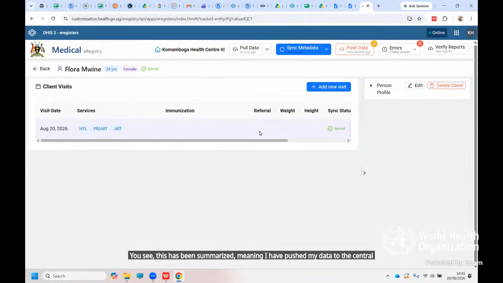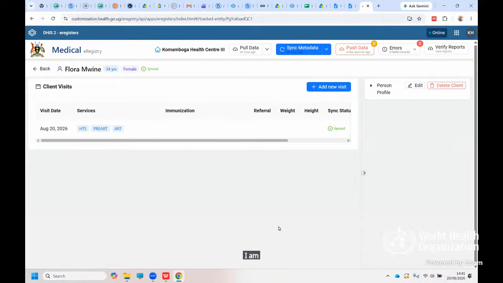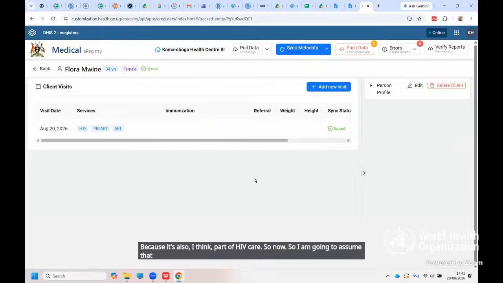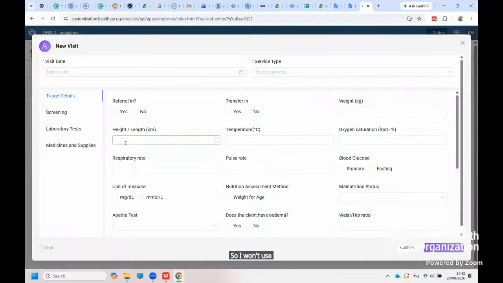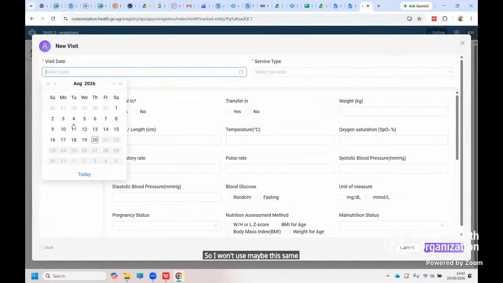database. Now, for purposes of this training, I am going to go through EID briefly because I think it's also part of HIV care. So now, I am going to assume that maybe this mother came on the 20th of August. So I am going to use this same date to just demonstrate EID.